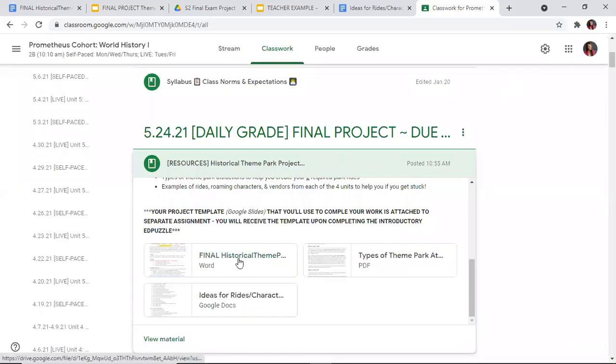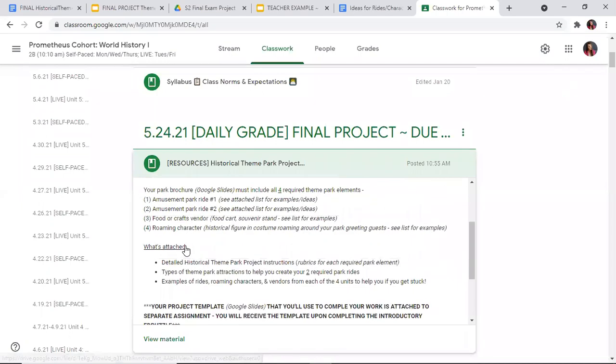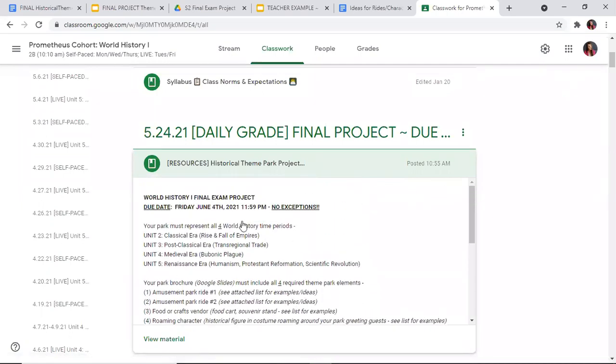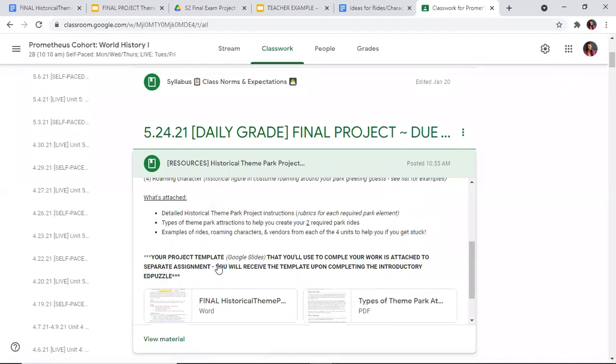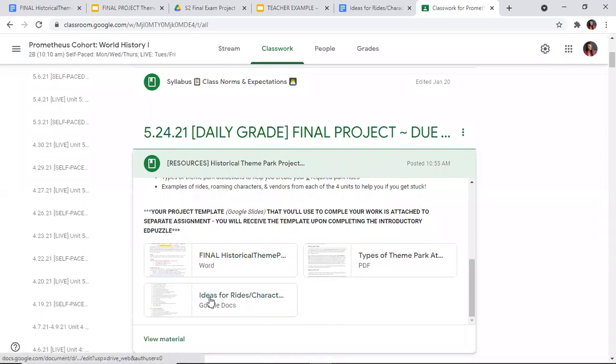So we've gone over the project instructions in detail, and you have, again, a quick summary of the absolute requirements right here in the resources material under today's date and heading. Let's now take a look at the other 2 attachments here. One gives you a list of different types of theme park attractions to help you come up with your 2 rides or attractions. And the other gives specific examples of each of the park elements related back to the units we studied.